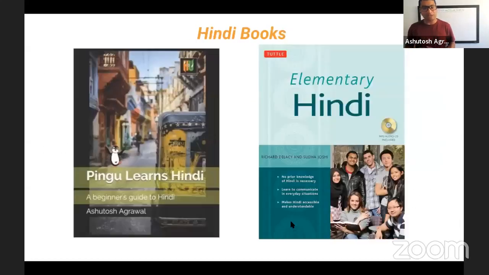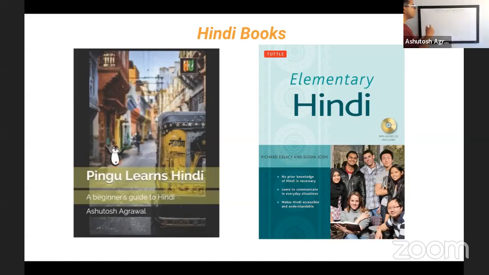With that in mind, you know that this year we've been following two main books to learn Hindi. The first one is Pinku Learns Hindi, which is the book written by Hindi University itself. The second one is Elementary Hindi, which is a book written by Professor Richard Delacy and Sudha Joshi. Richard Delacy is also a Hindi professor at Harvard University. Even though we are at the intermediate plus level topics, we are doing refreshers as well. So based on whatever your level may be, you can still join and participate.